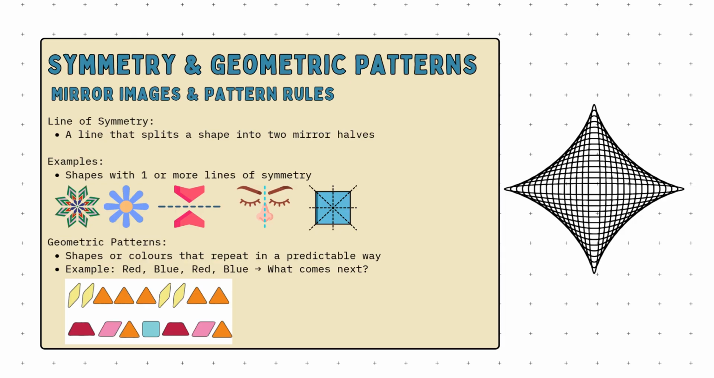Symmetry. Symmetry is when one half of something looks exactly like the other half. You can fold it and the halves will match. Patterns are like dances. They follow step by step. A shape or color might repeat every two or three spaces, but it's still a pattern. Once you find the patterns, you can predict what's next, as you can see here on screen.